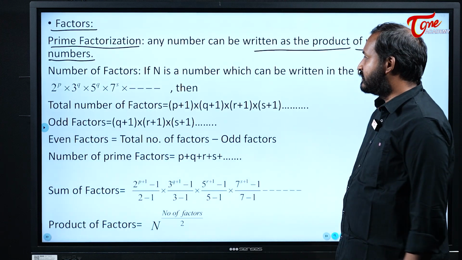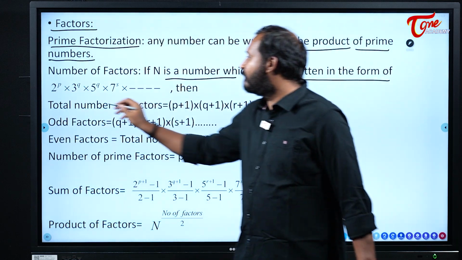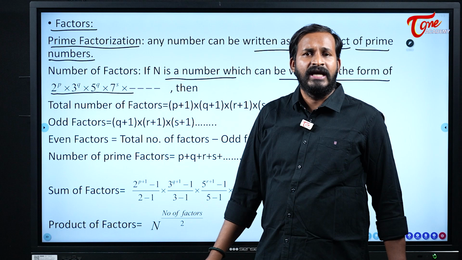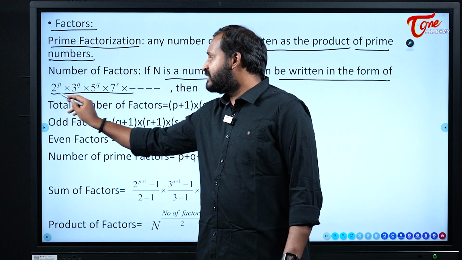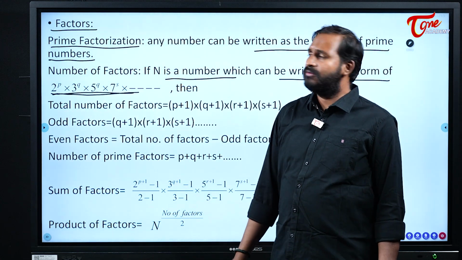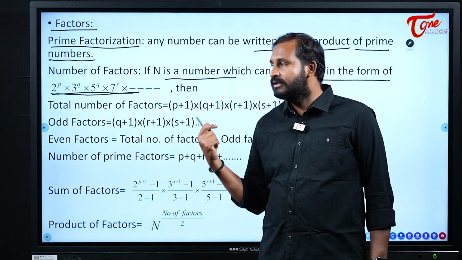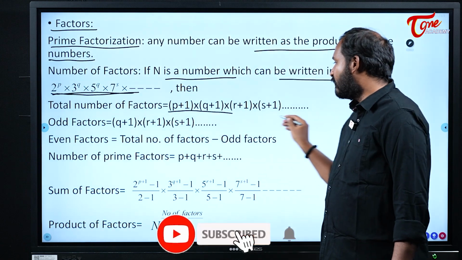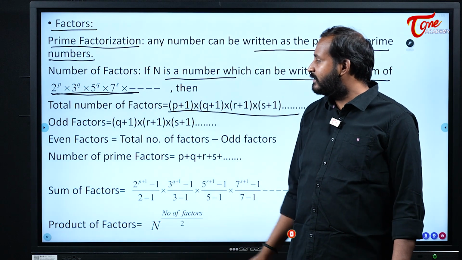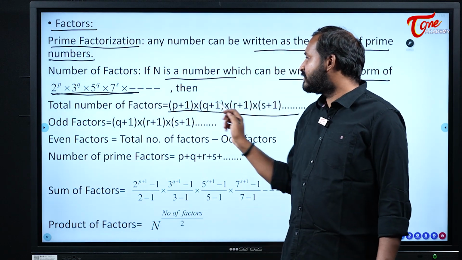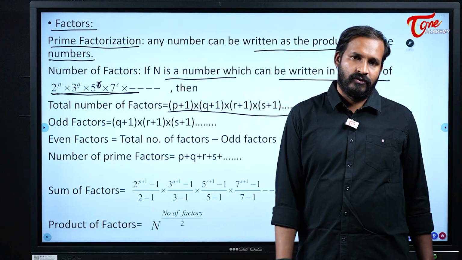Right. Now, if N is a number which can be written in the form of 2 power p, 3 power q, and so on, that is nothing but expressing it in prime factorization. We do that by prime factorization. Then the formula for the total number of factors is: add 1 to the powers and multiply them. P plus 1 into Q plus 1 into R plus 1 into S plus 1, and so on.